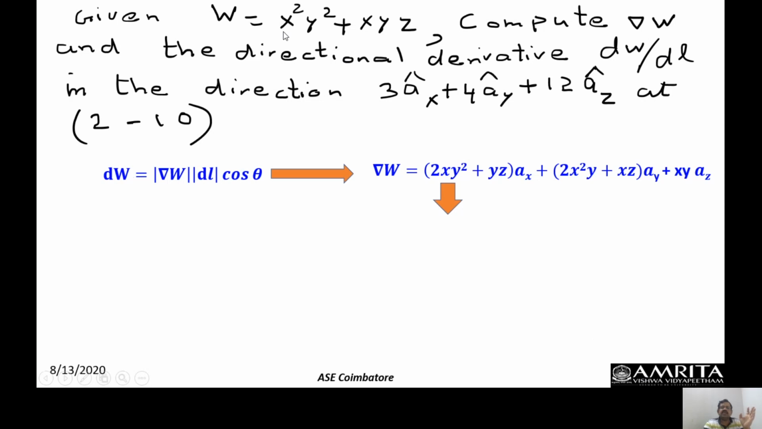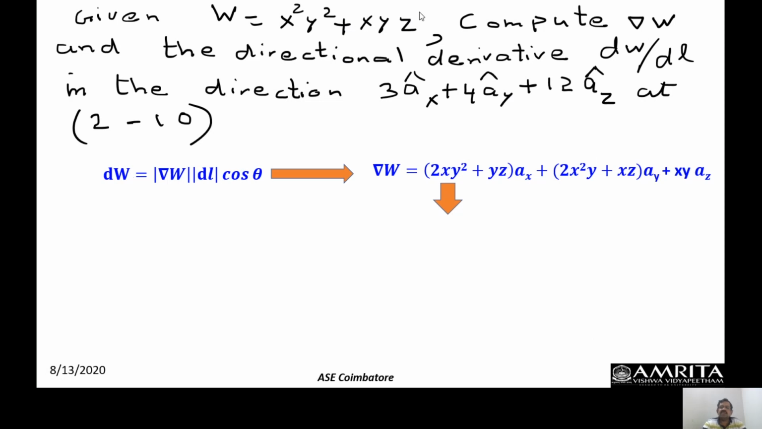So when I am taking the partial derivative of this function with x, I have to keep y and z constant, resulting in 2xy square plus yz ax hat. I have not written hat, it is understood from the notation we have been using in the class. The next partial derivative is with respect to y. Keeping x and z constant, I will get 2x square y plus xz ay hat.